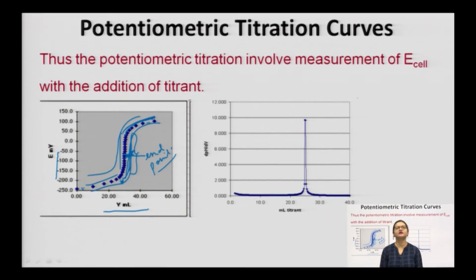The potentiometric titration involves the measurement of E cell with the addition of titrant. This is our E cell, E cell meaning the electrode potential of the cell which is being measured, and this is our volume of titrant which is being added from the burette.